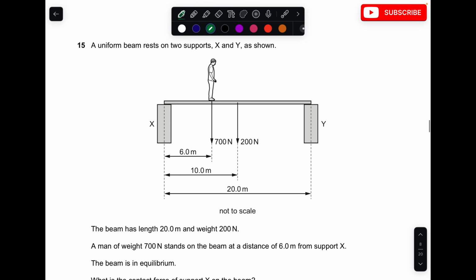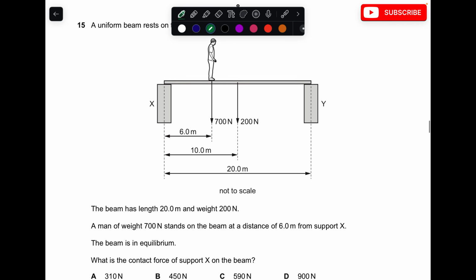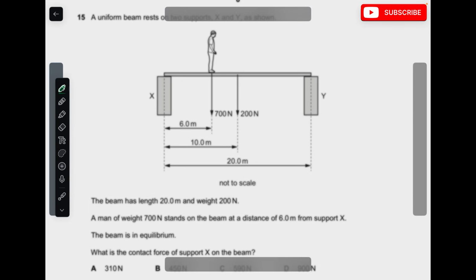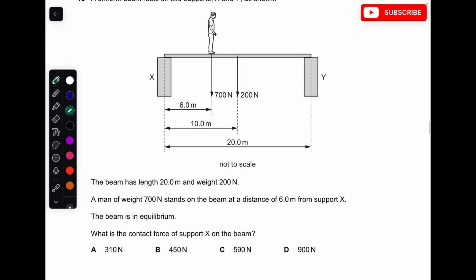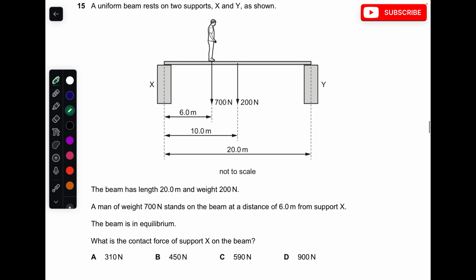Okay. Moving forward, question 16. A uniform beam rests on two supports, X and Y, as shown in the diagram. The beam has a length of 20 meter and the weight of 200 newtons. A man of weight 700. Okay, so we have the data. For the beam of the length, we have weight. For the person, we have 700, and its distance is 6. The beam is in equilibrium. Okay, what is the contact force of support X on the beam? So contact force will be like this, that you have to find.